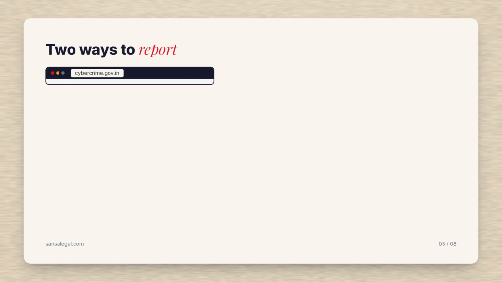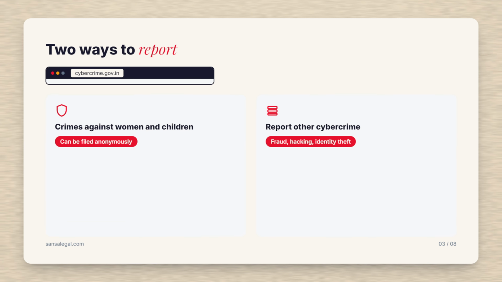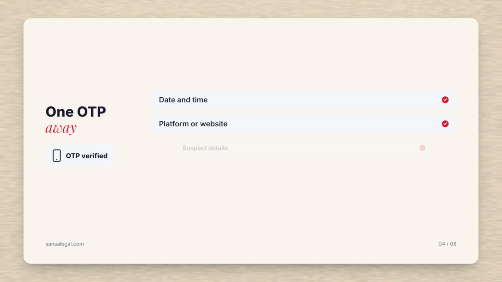Next, open the official National Cybercrime Reporting Portal at cybercrime.gov.in. It covers two broad categories: crimes against women and children, including obscene or sexually abusive content, can be reported anonymously. Everything else, financial fraud, hacking, identity theft, social media impersonation, and online cheating, goes under the option to report other cybercrime. New users register with a mobile number, verified through a one-time password.